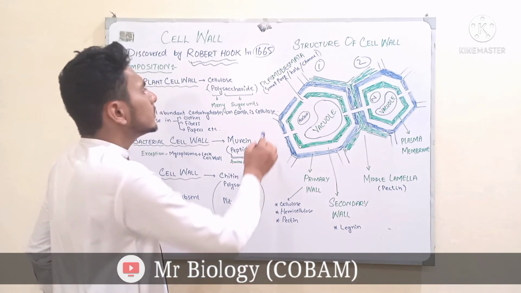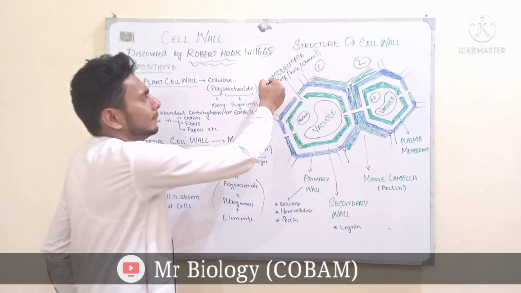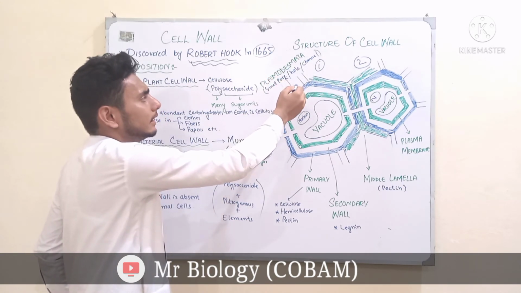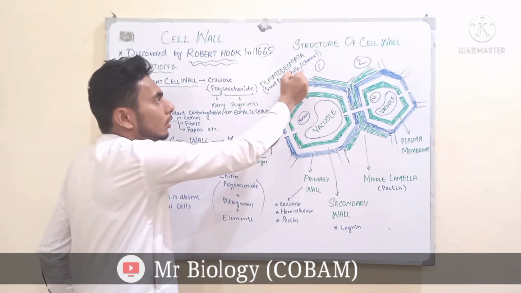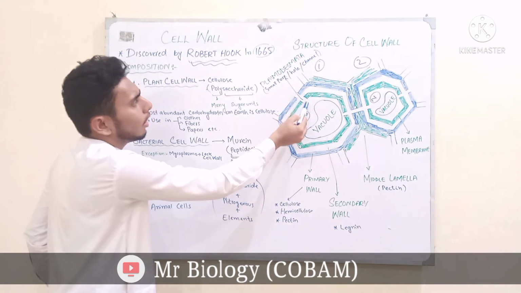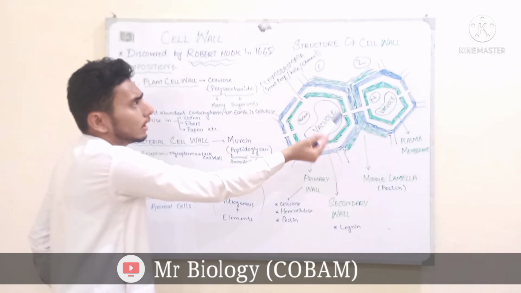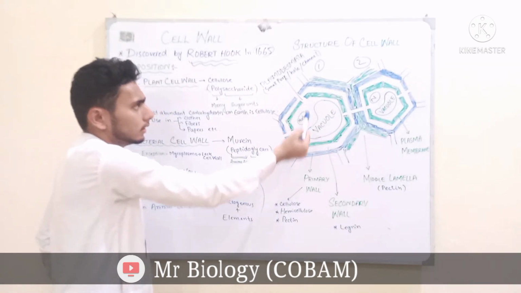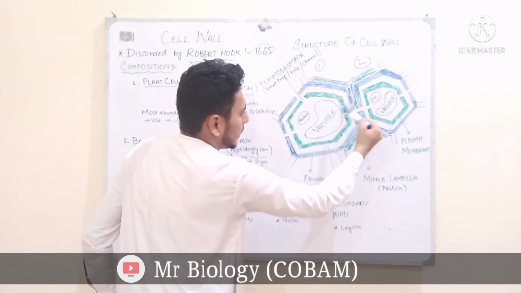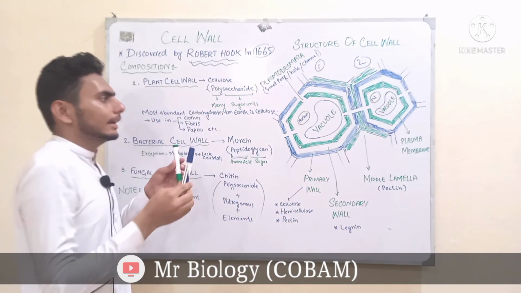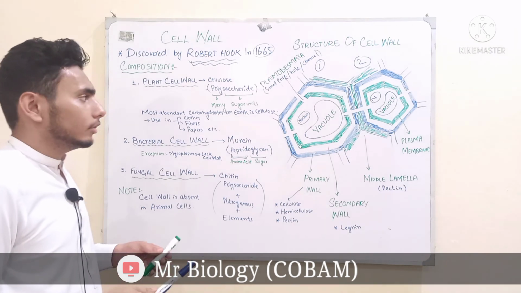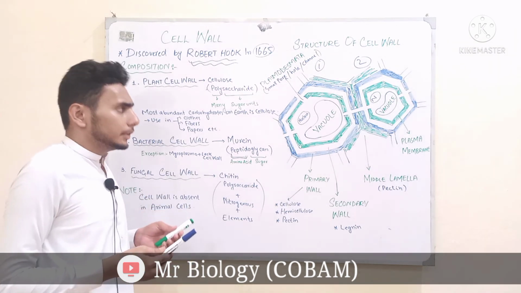Now there is one important terminology, plasmodesmata. This plasmodesmata is basically a small pore, hole, or channel. With the help of this pore or channel, these two cells are interconnected. They can transfer fluid, water, and any type of material.